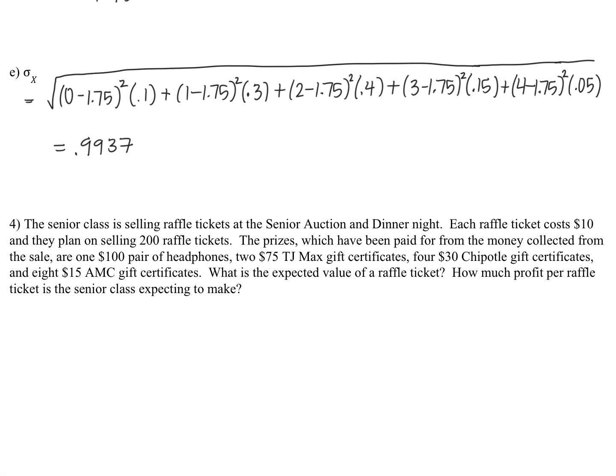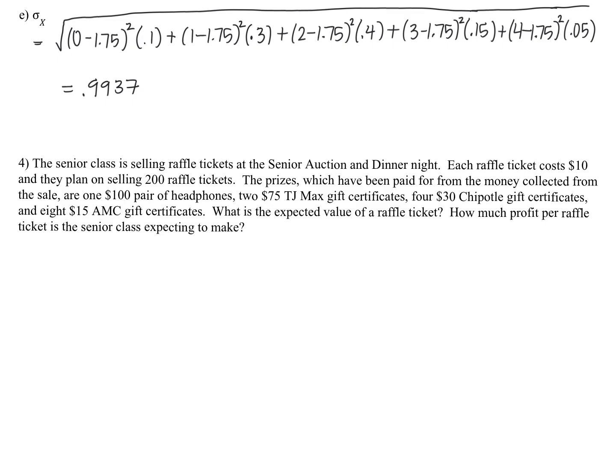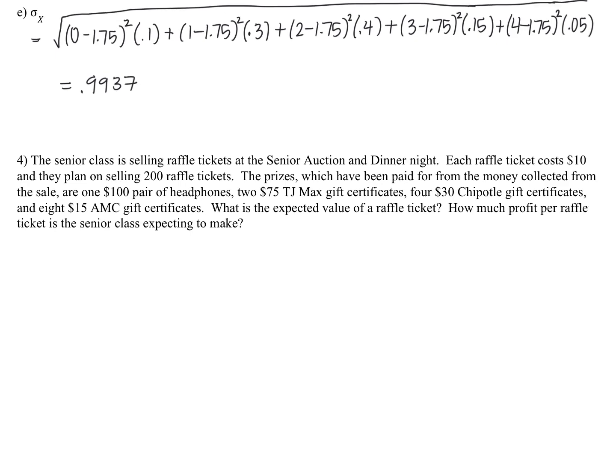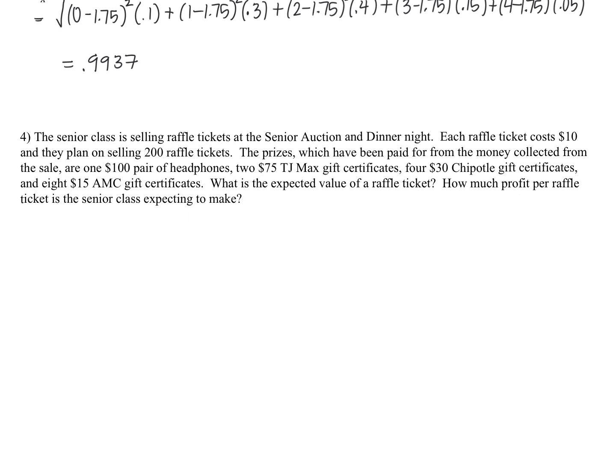So the next problem says that the senior class is selling raffle tickets at the senior auction and dinner night. And we do mean senior as in senior in high school, not senior as in senior citizens. Each raffle ticket costs $10 and they plan on selling 200 raffle tickets.